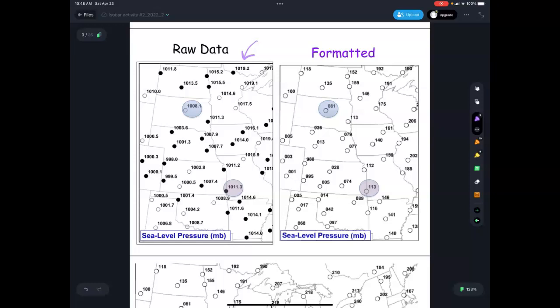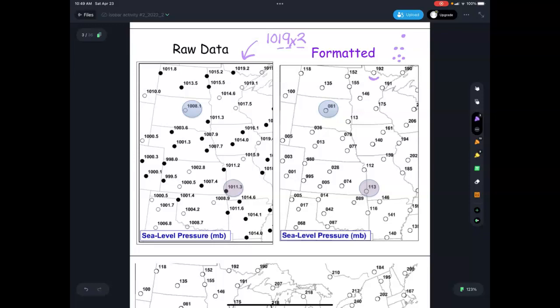And the standard way to format is that you're going to take, let's say for example, 1019.2. You get rid of the decimal. When we do our weather map, we're going to use dots to represent rain. So slight rain, moderate rain, heavy rain. And so we don't want those decimal points to be confused with the precipitation symbol. So we get rid of the decimal, and then you're going to write down the 3 digits. So if you look over on this side on the format, you can see that they've written down 192.